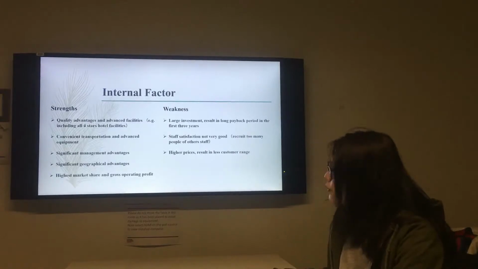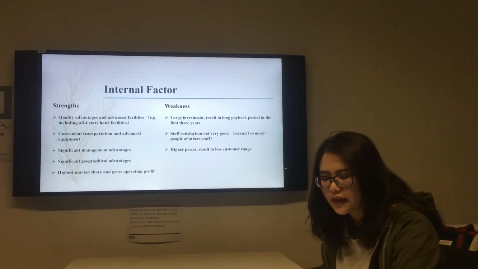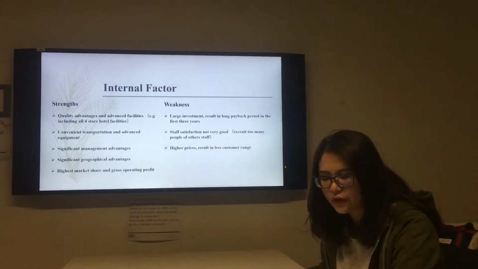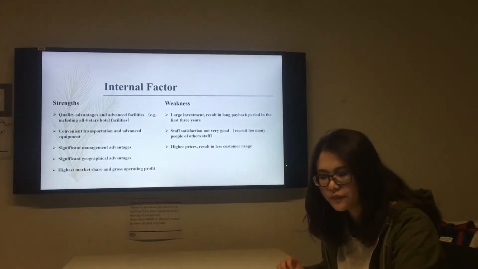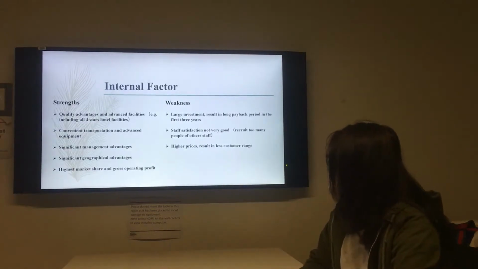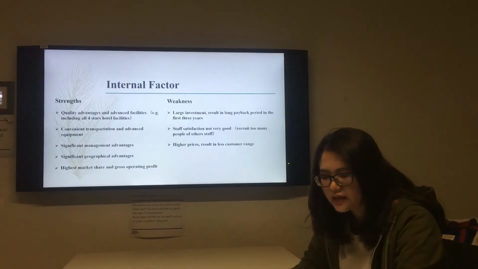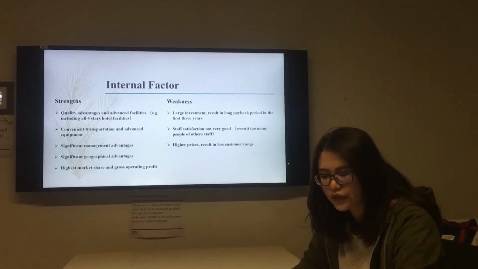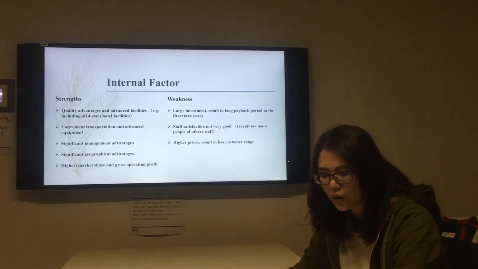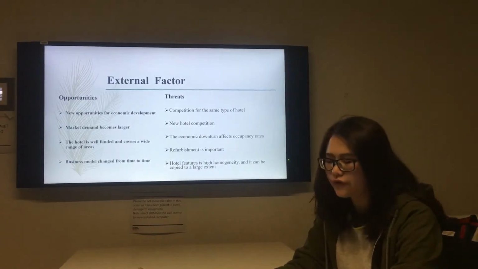For the internal weaknesses, because the management of Intrasia aims to build a 4-star hotel, the high standard of the hotel will limit the range of customers. It means the high prices will result in fewer customers coming to our hotel. Besides, the large investment in installing the advanced equipment and facilities results in a long payback period and high cost of daily operating. Next, we move to the external factors.